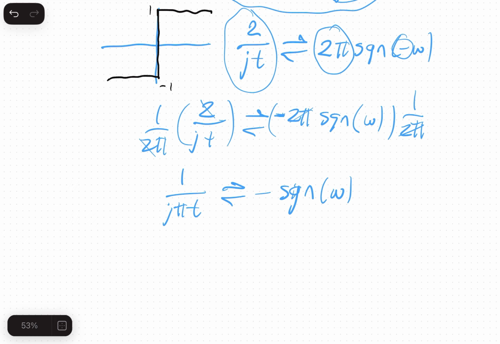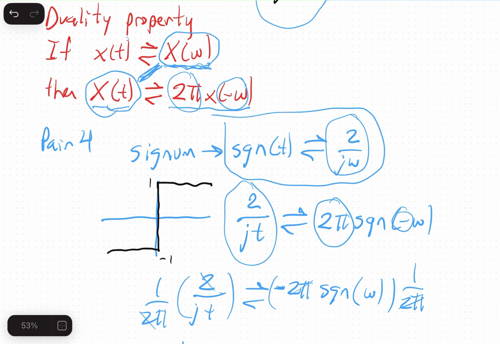So what this is saying is, if the function or time signal that you're trying to convert from the time domain to the frequency domain doesn't look like any of the pairs on the left side, you can use the one on the right side by applying the duality property.